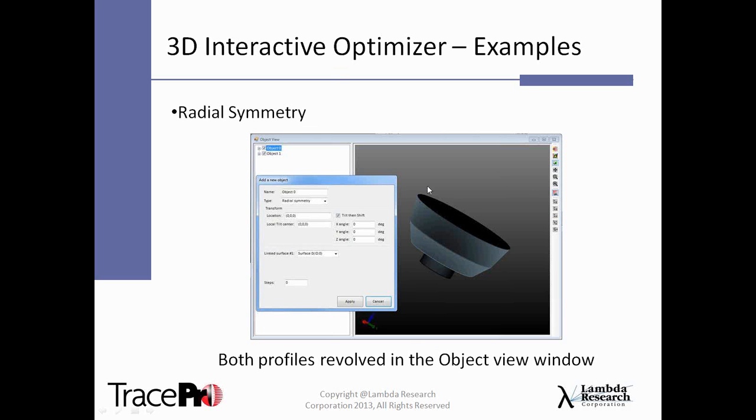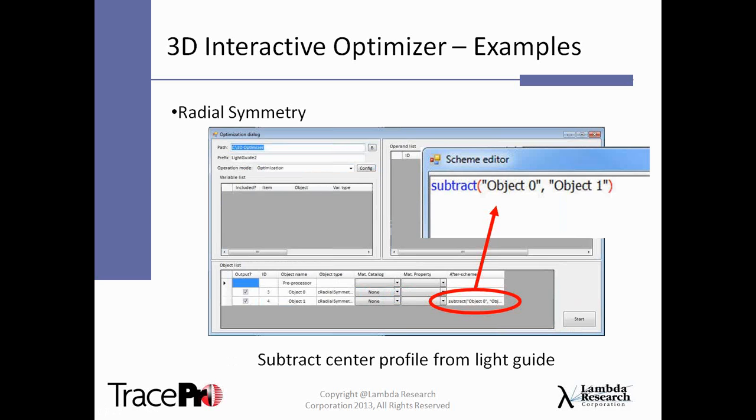Now here's the two objects in the object view. I've chosen radial symmetry here. So it's just revolving that profile around. And here's my light guide profile. And here's that center cutout portion that I'm going to use. And then the last step before I send the model over to TracePro is I add in one command line here in the after scheme editor in the optimization dialog. And basically I'm saying subtract object 1 from object 0. So I'm subtracting that little centerpiece from the main light guide.